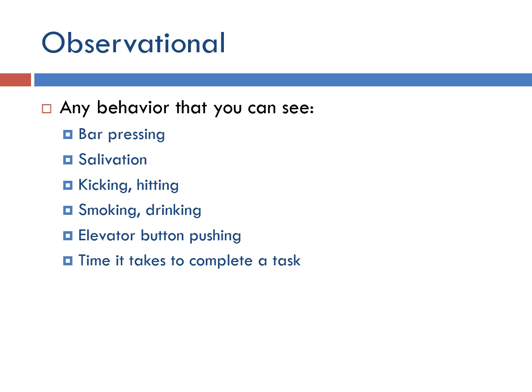So this could be anything visual, so bar pressing, or how much someone's salivating, kicking or hitting, the number of times, or how many cigarettes are smoked, or how many bottles of beer are drunk, or how many times the elevator button is pushed, or how many times the button is pushed to walk across that street, or how long does it take to complete a task. These are all just various things that we can see.